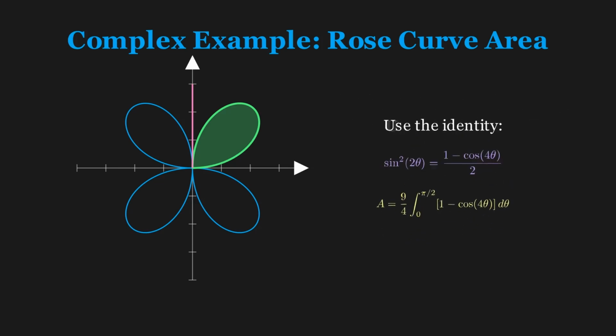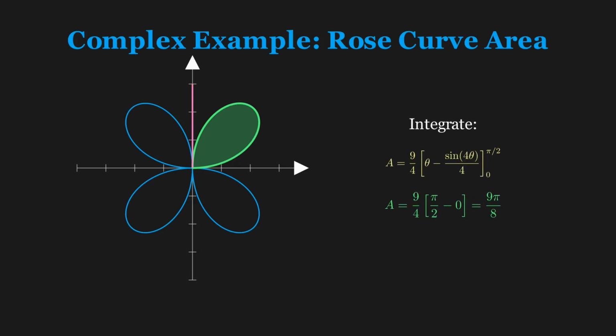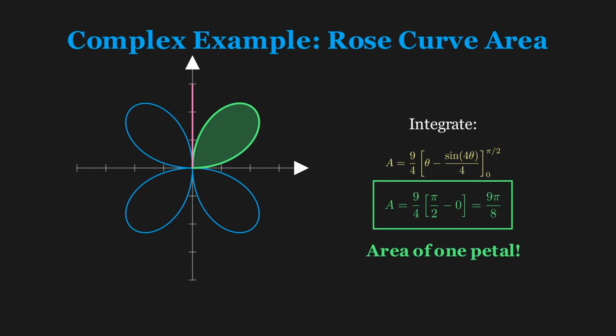For sine squared 2 theta, we use the identity sine squared 2 theta equals (1 minus cosine 4 theta) over 2. Substituting, A equals 9 over 4 times the integral from 0 to pi over 2 of (1 minus cosine 4 theta) d theta. Now integrating, we get A equals 9 over 4 times [theta minus (sine 4 theta) over 4] evaluated from 0 to pi over 2.